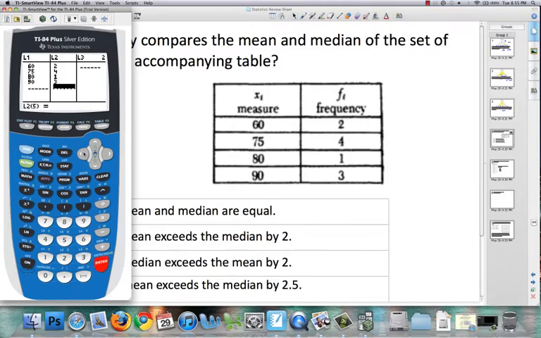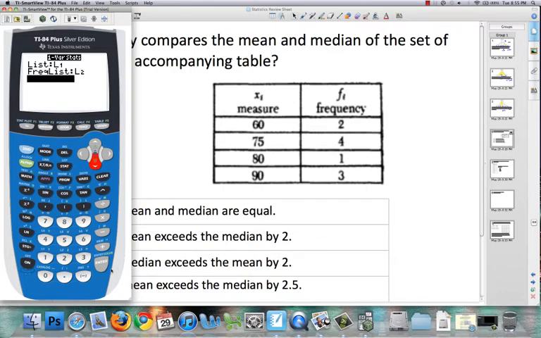Okay, once your data is in, we're going to hit stat again, but we're going to calculate one variable of statistics. So your list is L1, your frequency list though, we need to make sure we put in L2 because that's what our frequency is. Our frequency is in L2. So second stat, we're going to scroll down to L2, hit enter, and then we'll hit calculate.